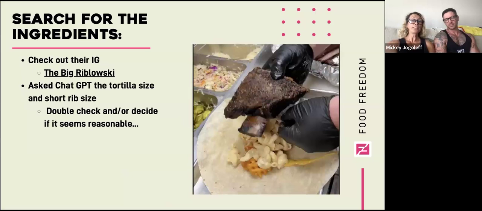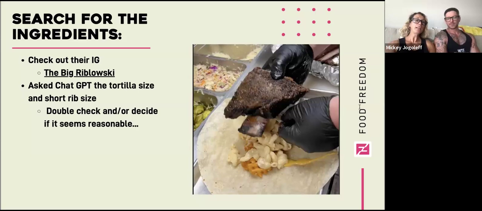So for instance, when you search the ingredients, while they list it on the menu, oftentimes you have no idea how much is in there. So I actually utilized ChatGPT just because I was curious. I asked if it knew the tortilla size or the short rib size. But with that, I do encourage you to double check, because when I asked the approximate amount of cheese used for the cheese crust, I think it gave me like 2 ounces or something really small. And when I was watching this video, I'm like, that doesn't seem right. Yeah, maybe that's for a small taco.